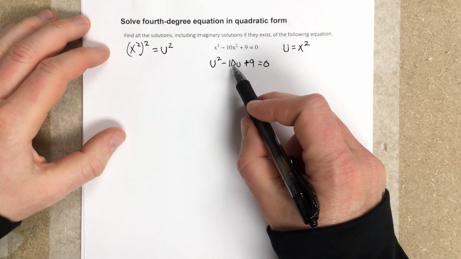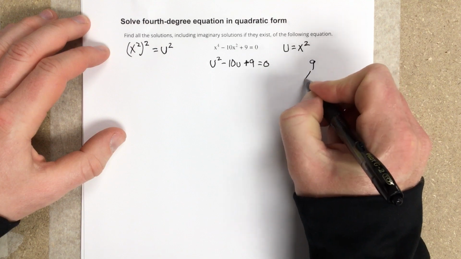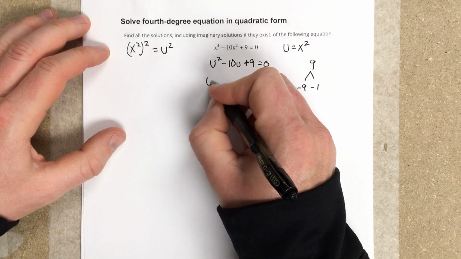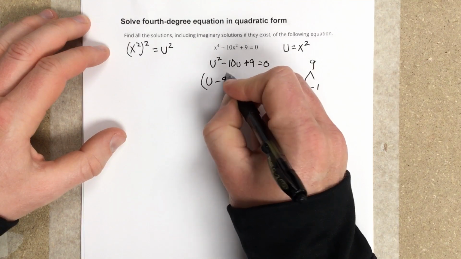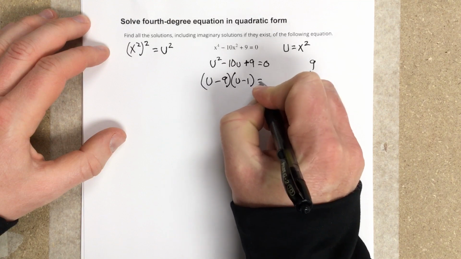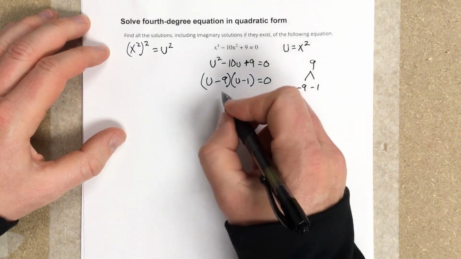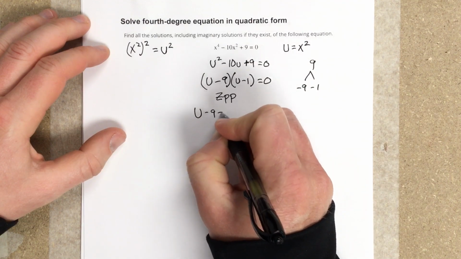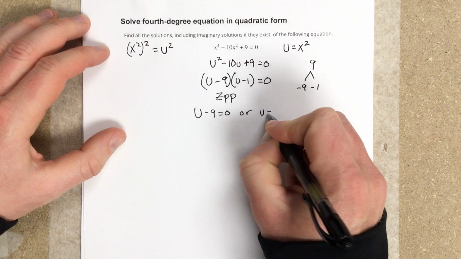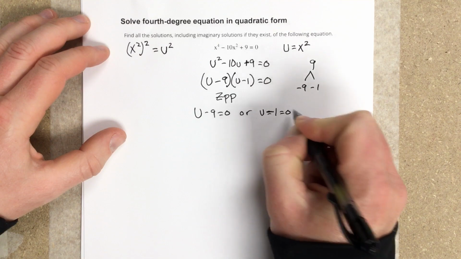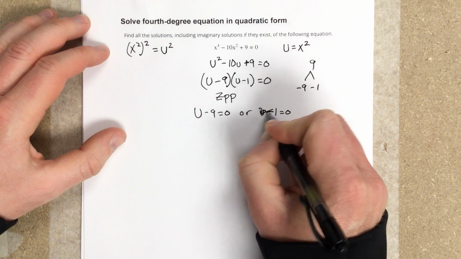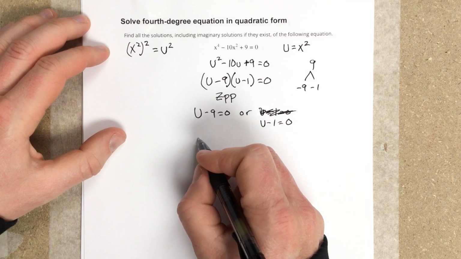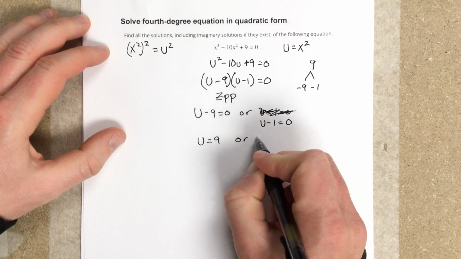The factors of 9 that add to negative 10 will be negative 9 and negative 1. So I end up with u minus 9, u minus 1 when I factor that. I can use zero product property. So I get u minus 9 is equal to 0, or u minus 1 is equal to 0. Add the 9 over, you get u equal 9, or u is equal to 1.